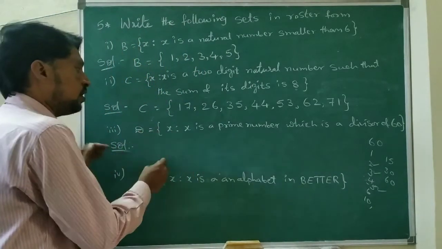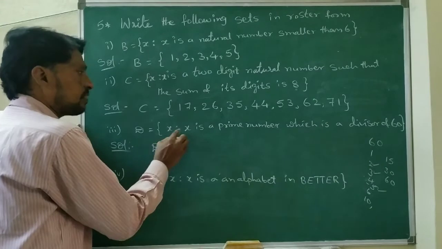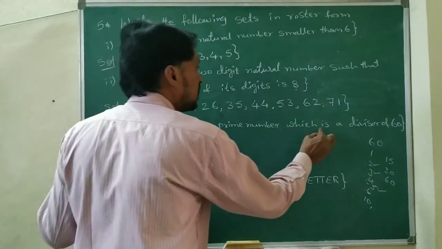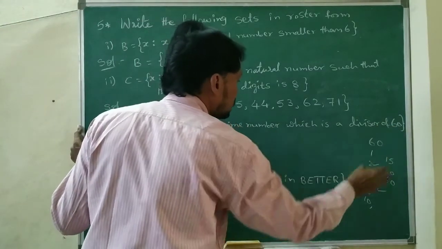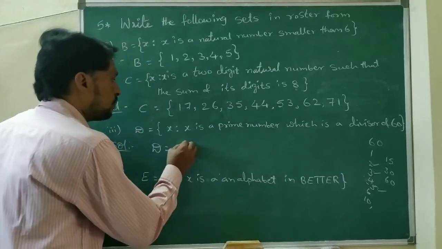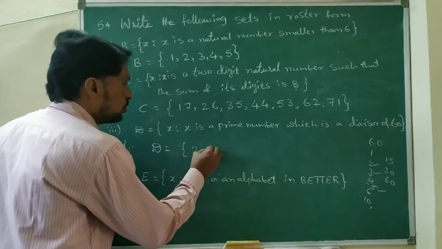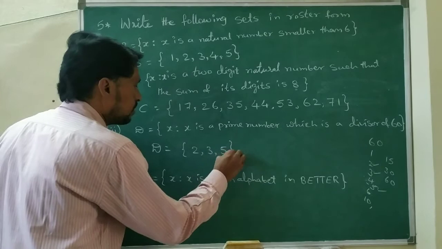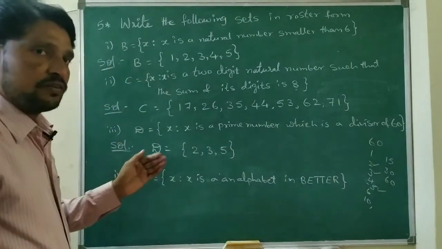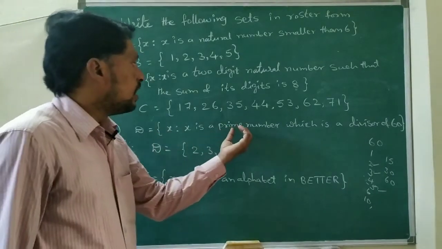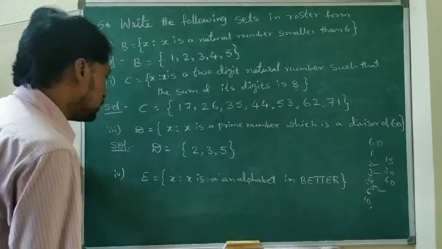So D equals x such that x is a prime number which is a divisor of 60. Divisors of 60 that are prime numbers are 2, 3 and 5. Next one.